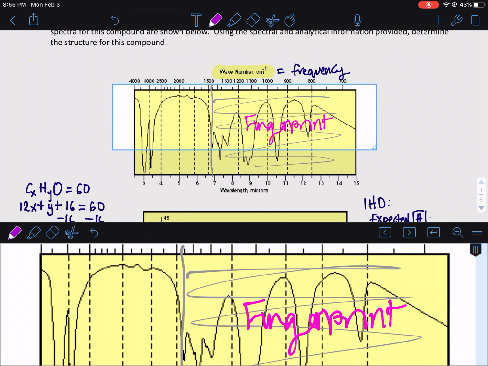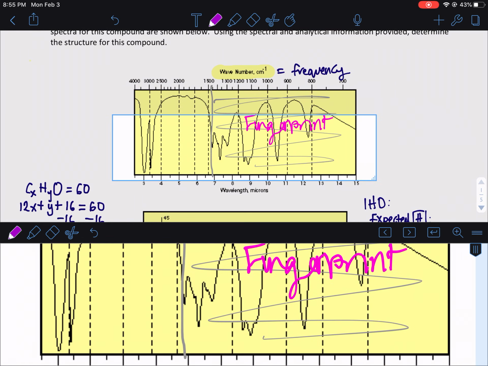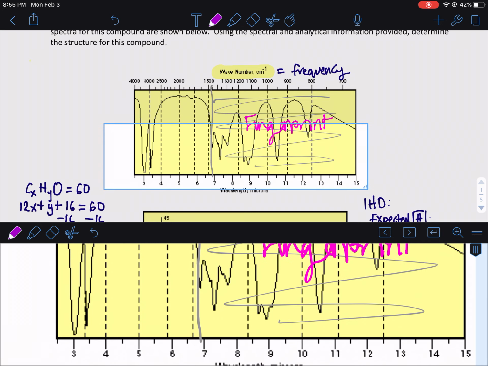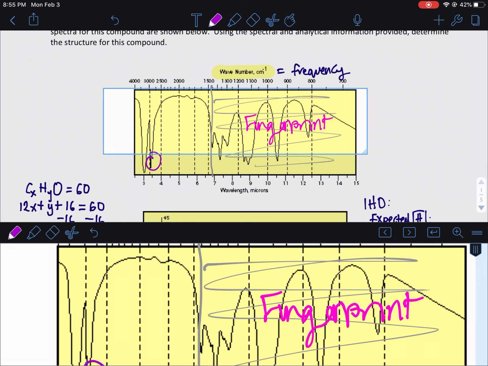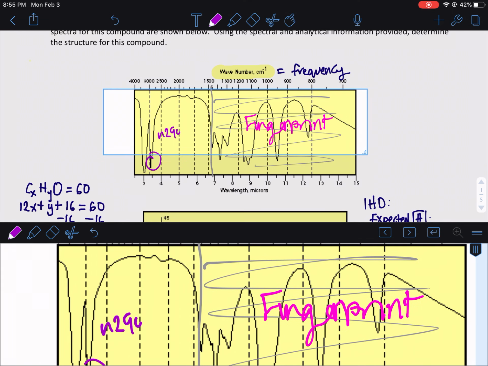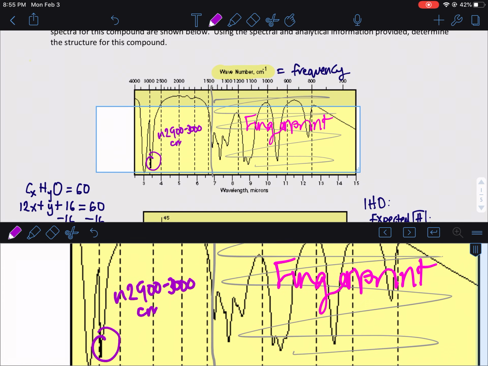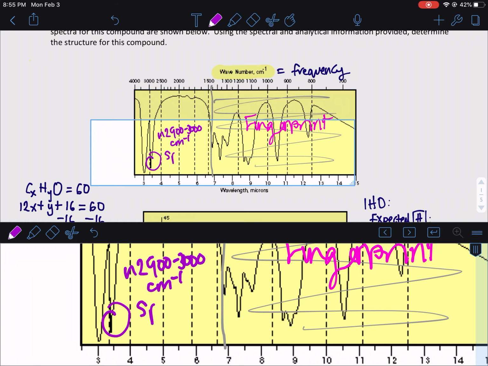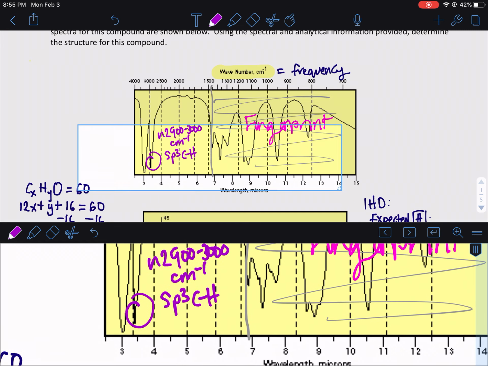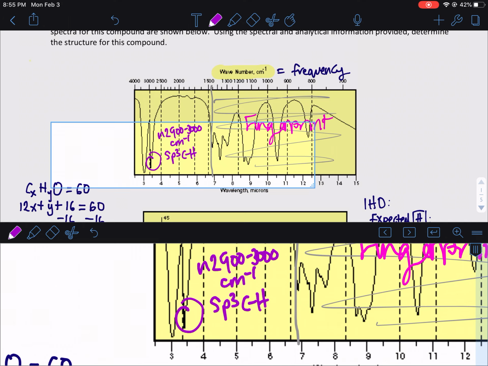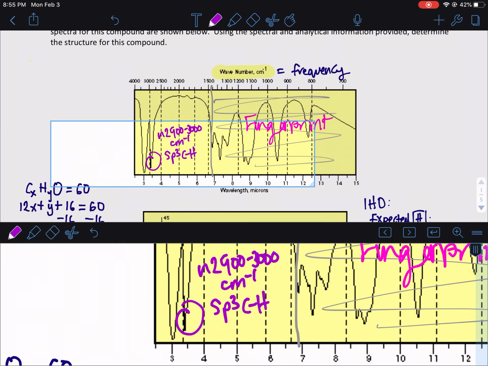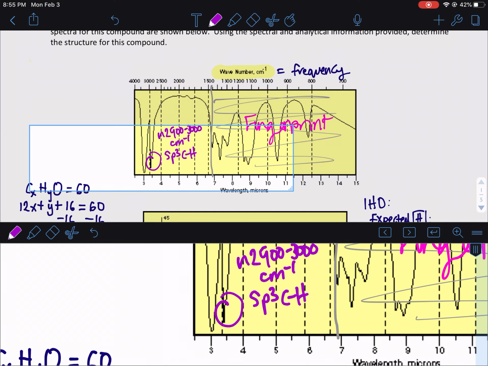Okay, that is our functional region. If you look at our functional region, you see a peak at about 2900 to 3000 centimeter inverse. That is indicative of an sp3 CH. What I mean by sp3 CH is like an alkane, something that has no pi bonds, which we already discussed. This is very consistent with what we determined in our previous step.